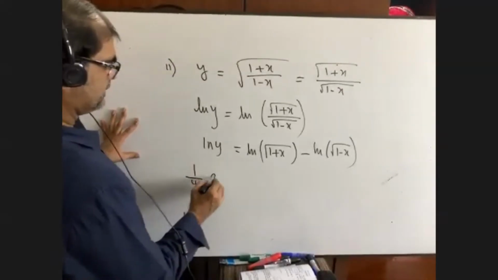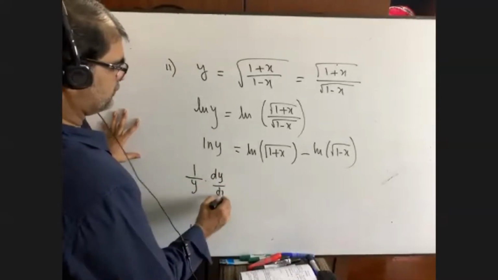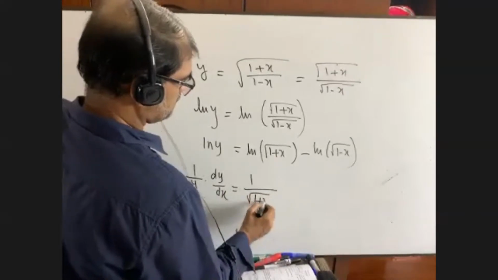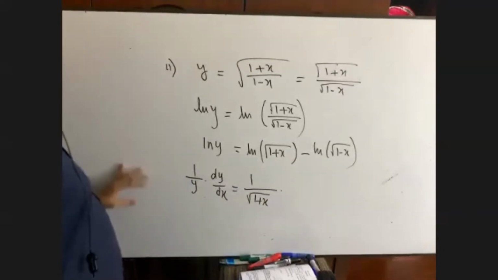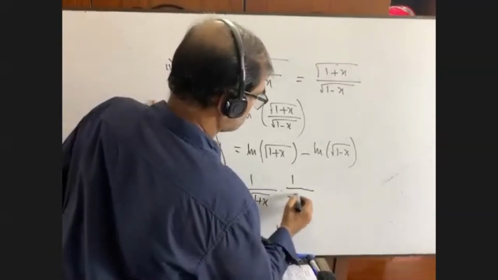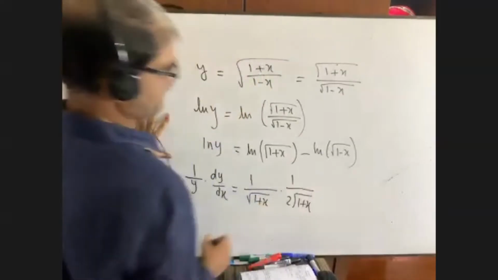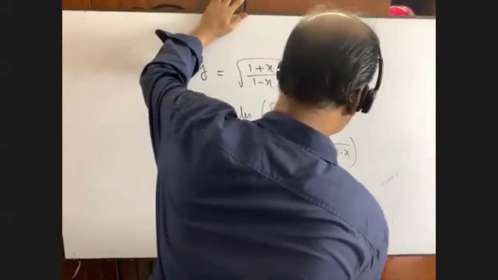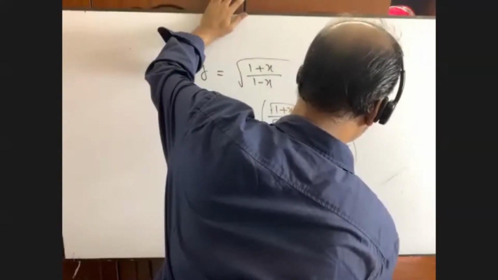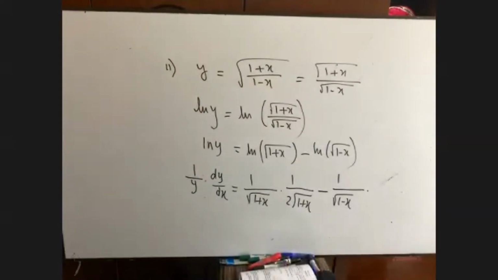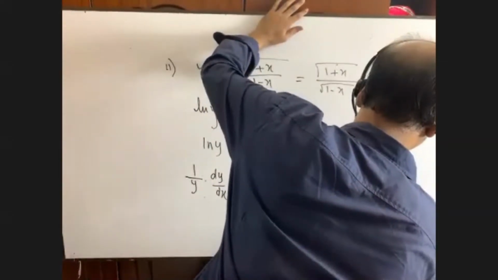1 by y dy by dx, ln x. Then what it would be? Talk to me. 1 by 2 root over 1 plus x. You do and you will get this. It is minus 1 by root over 1 minus x. Can you please let me know what would be here? 1 by 2 root over 1 minus x.